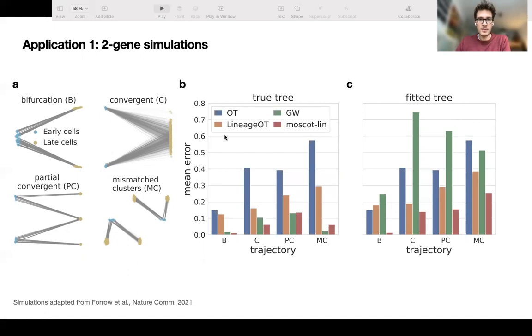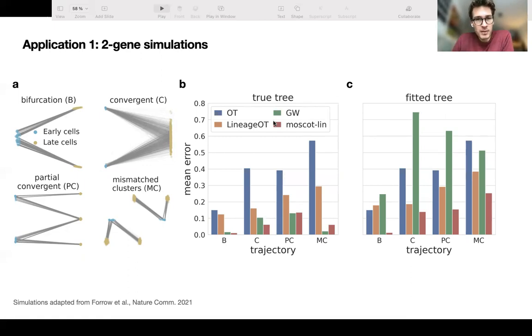and mismatched clusters. And we consider 2 different settings. One is the setting where we give the true tree to the algorithm, because this is simulated data, so we know the actual ground truth lineage tree. And the other setting is where we use a fitted tree. So we use a reconstruction algorithm like Cassiopeia or neighborhood joining to reconstruct the tree given the barcodes.